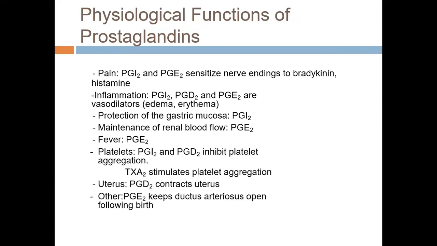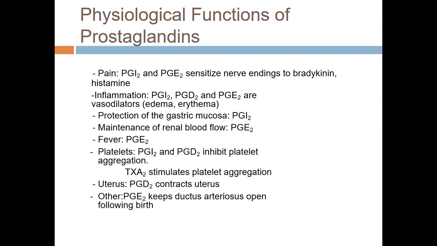So the physiological role of prostaglandin is that prostaglandin is for pain sensitization in bradykinin, and it promotes bradykinin pathways and histamine pathways, which are pathways of inflammation, and also for pain. It induces what we call the intrinsic pathway of inflammation, or also extrinsic pathways of inflammation, either in chronic or acute inflammation processes. Prostaglandins I2, D, and E are vasodilators that can cause edema and erythema. The protection of the gastric mucosa by prostaglandin I2, and the maintenance of renal blood flow by prostaglandin E.